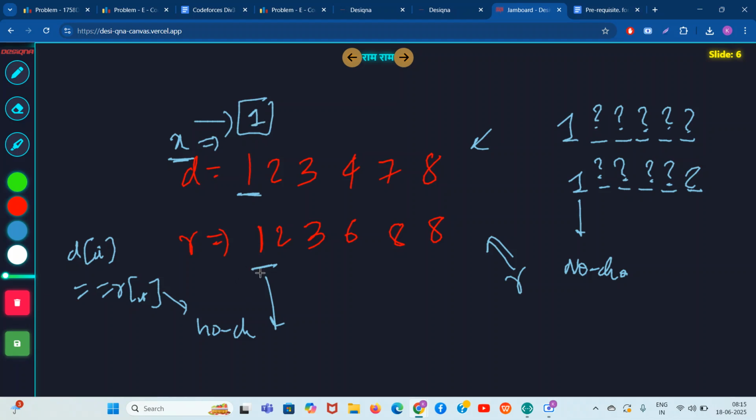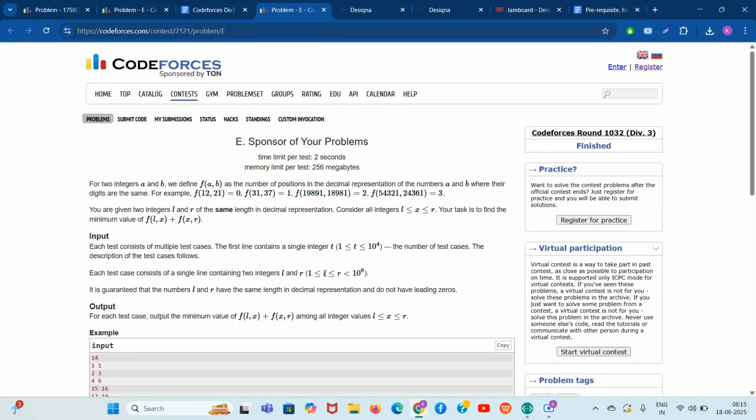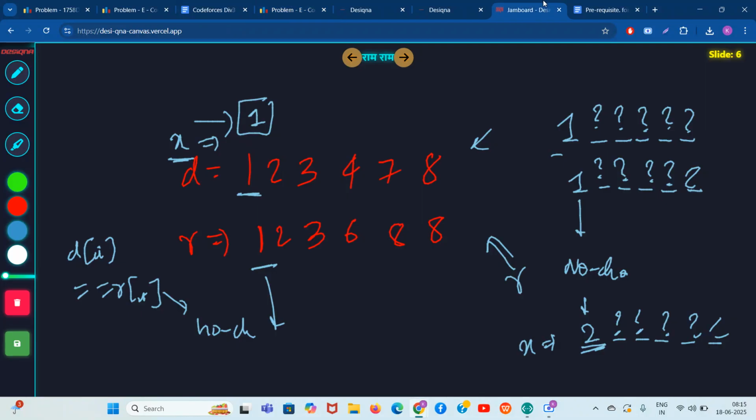Why? You cannot take an X whose first digit is 2, because if you take the first digit as 2, then this is greater than L and R. Your X needs to be in between L and R. It is written in the problem itself that the X which you decide needs to be from L to R. So that's not possible here. So you have to forcefully take the 1. You will take 1 only here, no option.